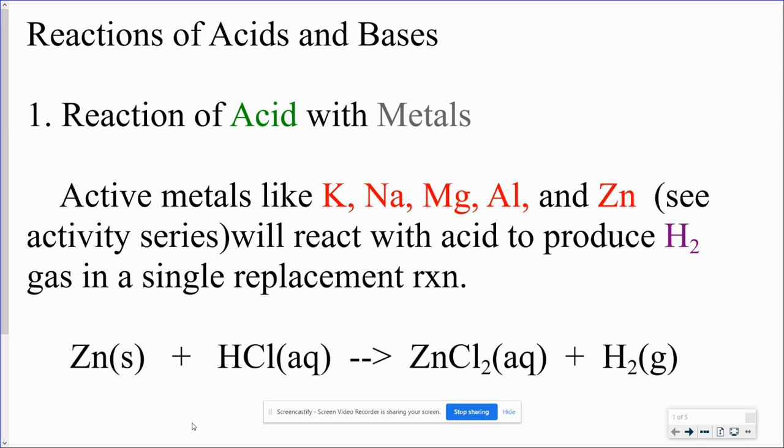So all of the alkali metals, the alkaline earth metals, and then reactive metals like aluminum and zinc will do this. Other metals that aren't very reactive, like the coinage metals, copper, silver, gold, will not react with acid like the other reactive metals. They will not be able to replace hydrogen like this. So this has to be a fairly reactive metal in order to get hydrogen gas.